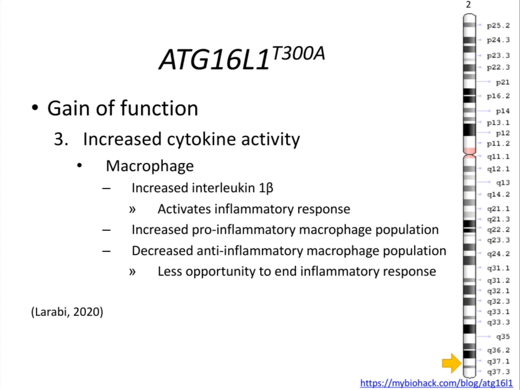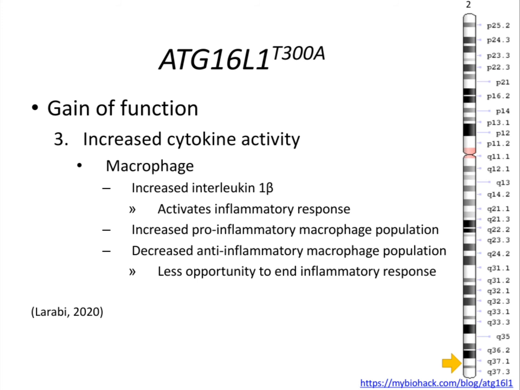Lastly, a gain of function mutation will be discussed. Macrophages, which express this allelic variation, have an increased secretion of interleukin-1 beta. Interleukin-1 beta activates the inflammatory response. Increased cytokine activity will also create a population distribution in which there is an abnormally high proportion of pro-inflammatory macrophages and an abnormally low proportion of anti-inflammatory macrophages.